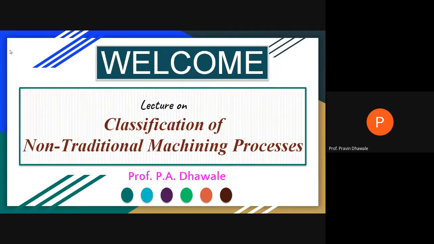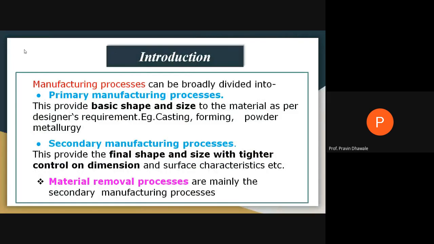In this lecture, we will discuss how to classify the non-conventional or advanced manufacturing processes. Within a short period of time, we'll take a recap. In the last lecture, we saw that manufacturing processes are divided into mainly two types: primary manufacturing processes, which provide basic size and shape. Examples are casting and forming.